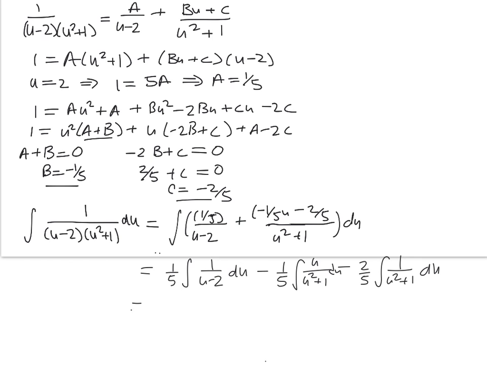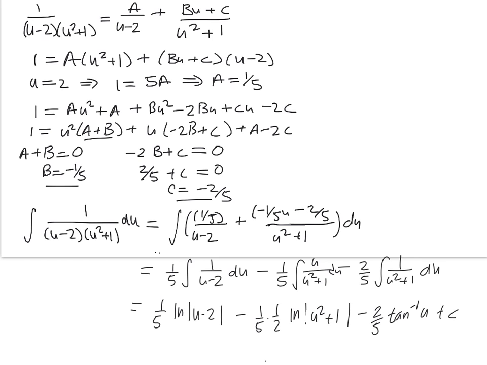So the first antiderivative is 1/5 ln absolute value u minus 2, minus a fifth ln absolute value u squared plus 1, I keep doing that, u squared plus 1, and then times a half to compensate. And then this last one is just arctan, minus 2/5 tan inverse of u plus C.